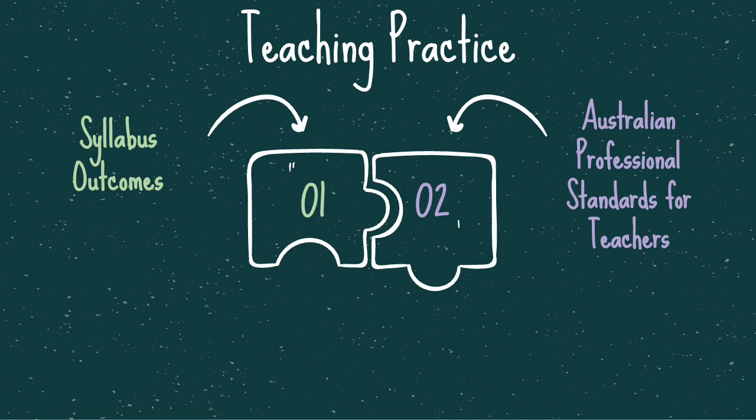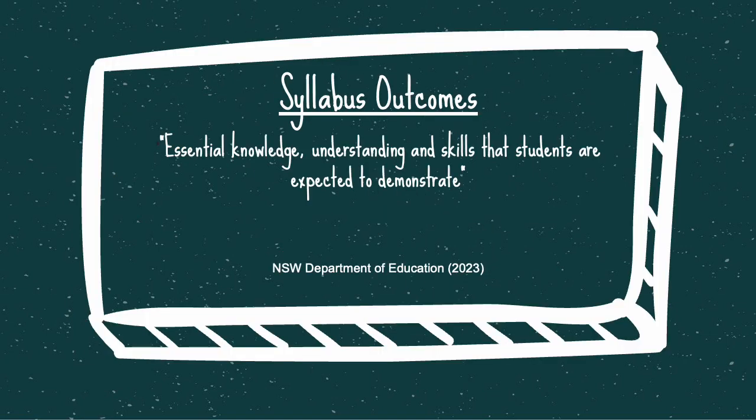Teaching practice is influenced by both the syllabus and the Australian professional standards for teachers. We are going to explore now how these frameworks impact our practice. NESA describes syllabus outcomes as the essential knowledge, understanding, and skills that students are expected to demonstrate. Teachers align their teaching practice with these syllabus outcomes in three ways: through planning, differentiation, and assessment.